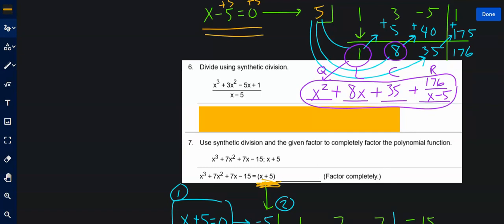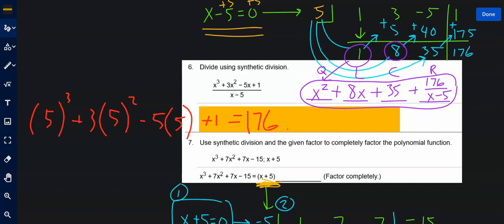It would be 5 to the third plus 3 times 5 squared minus 5 times 5 plus 1. Parenthesis 5 to the third plus 3 parenthesis 5 squared minus 5 times 5 plus 1. 176. Dang, how did I know that was going to happen? Ding, ding, ding, ding, ding, ding. They match. So that's really the remainder theorem.